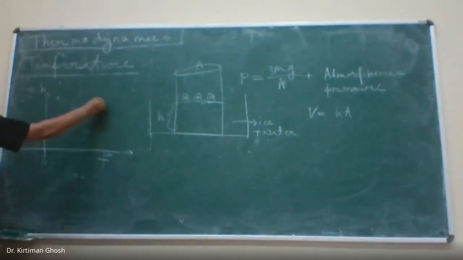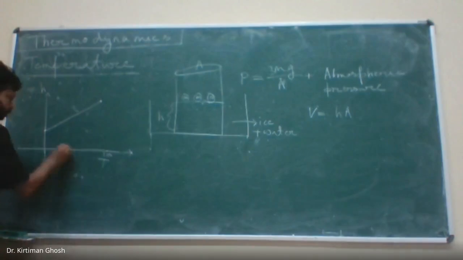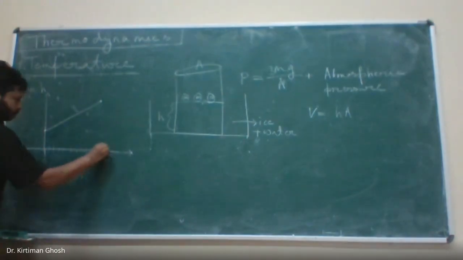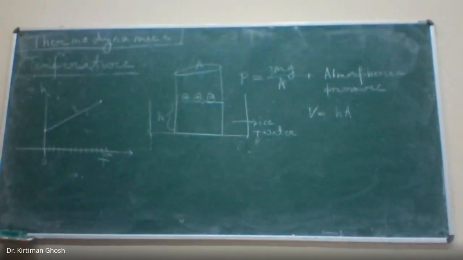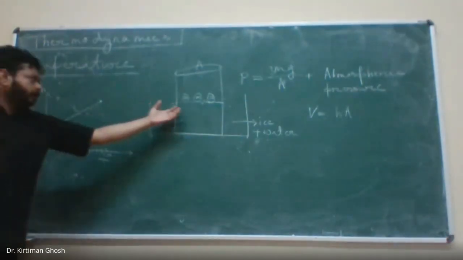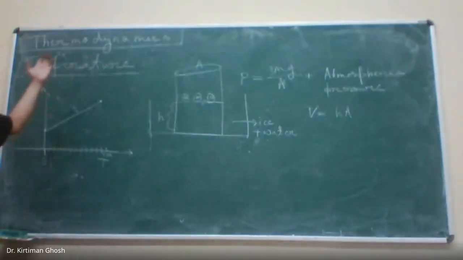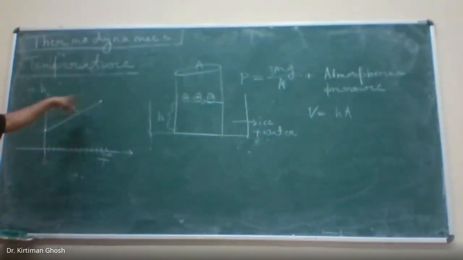So this is my scale. I can now divide this region between 0 and 100 into 100 parts and have my thermometer. I can put this cylinder into any other object and I will get some reading, and by calibrating this I can find out the temperature.